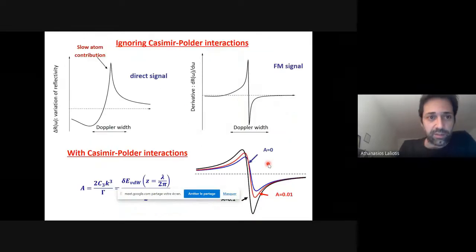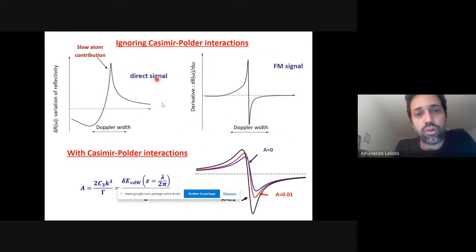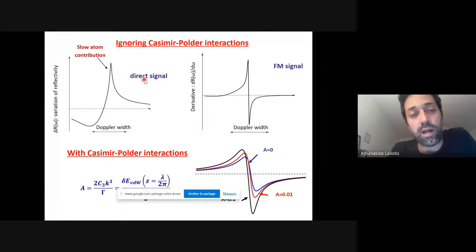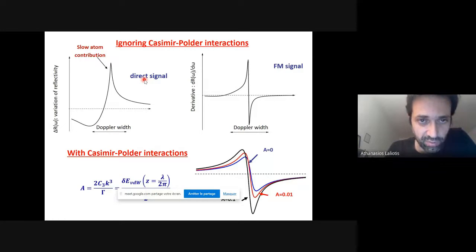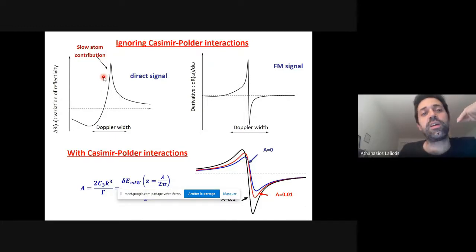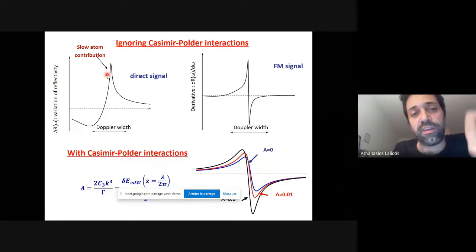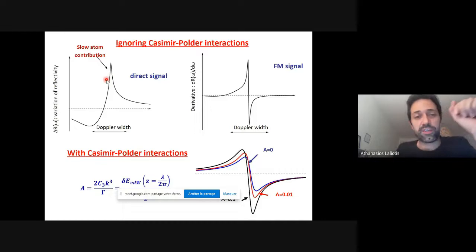Just to give you an idea, I will show you some spectra to give you a better idea of how our signals look in general. First I will show you a signal that ignores any atom-surface Casimir-Polder interaction, and this would look something like this. This would be the frequency, and this would be the variation of reflectivity. Normally you would imagine some dispersive Doppler profile, but this little spike here would be an enhanced contribution that comes from atoms that are slow, flying parallel to the surface.